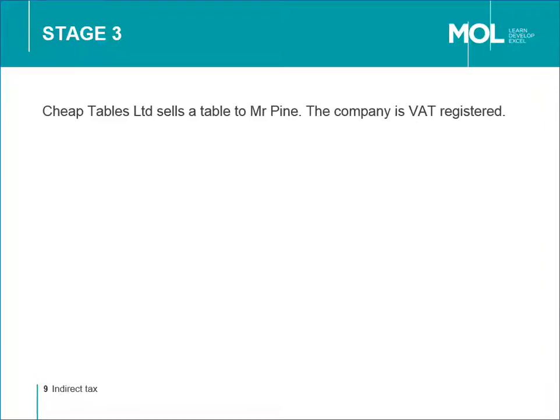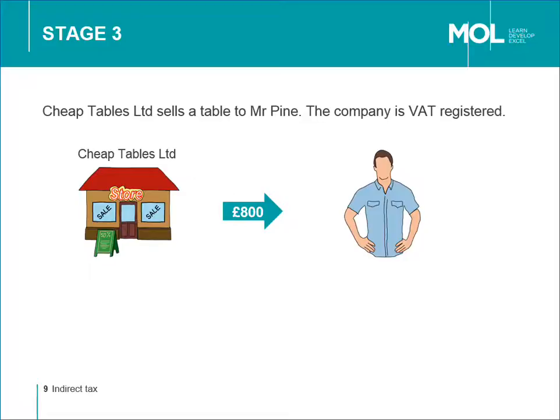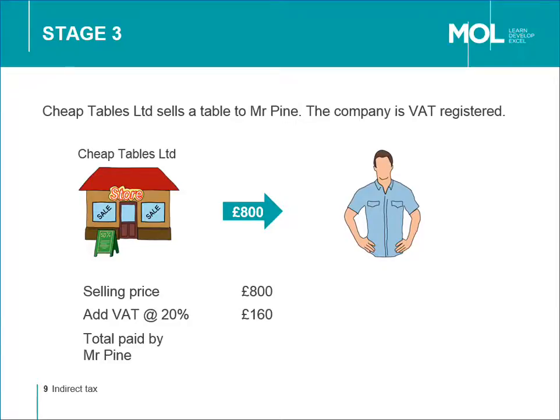Cheap Tables Limited sells a table to one of its local customers, Mr. Pine. The company is VAT registered. Cheap Tables Limited sells the table for £800. As Cheap Tables Limited is VAT registered, they must add VAT to the selling price. Cheap Tables Limited will therefore provide an invoice as follows: selling price of £800. Add VAT at 20%, £160.